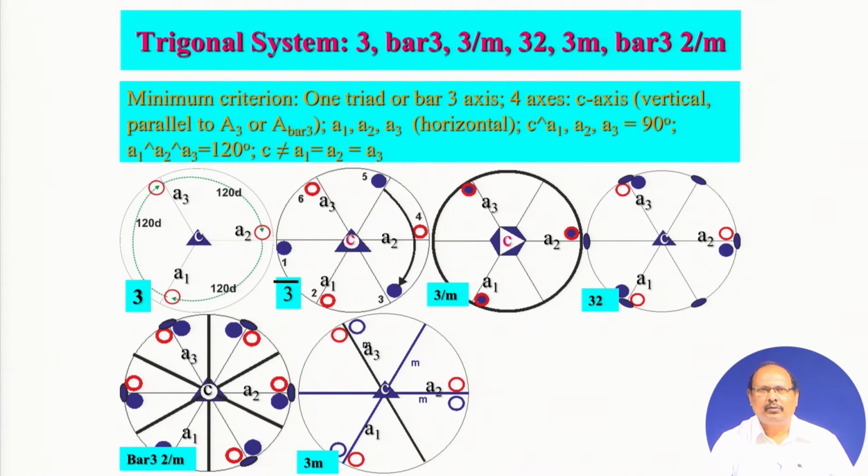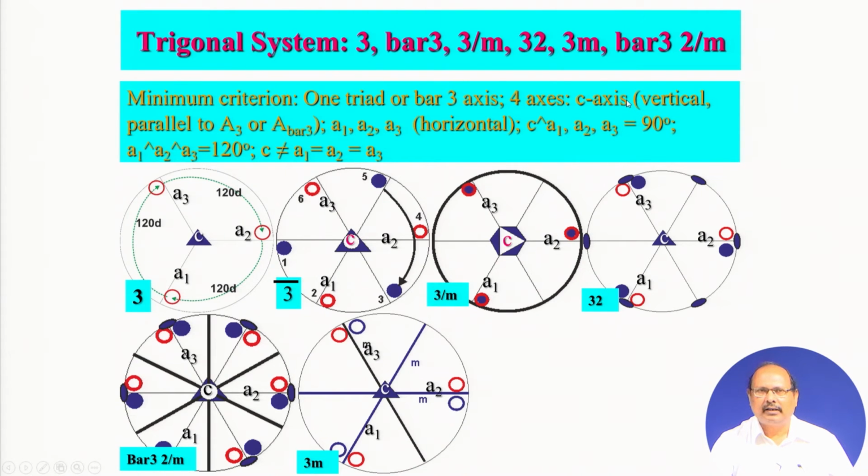Now, let us come to the trigonal crystal system. Under this crystal system, you have 3, bar 3, 3 over m, 32, 3m and bar 3 2 over m. What is the minimum criterion? The minimum criterion is the presence of a triad or a bar 3 axis. So, in this case there will be 4 crystallographic axes.